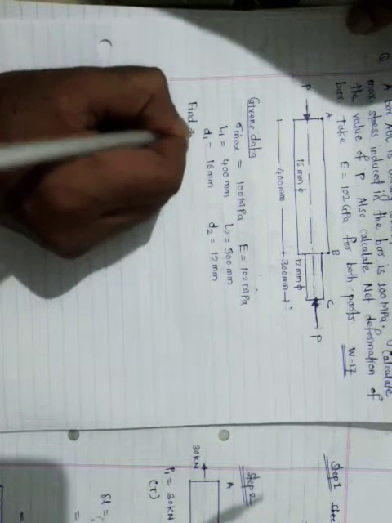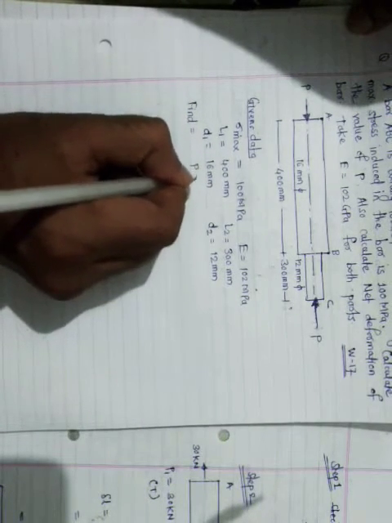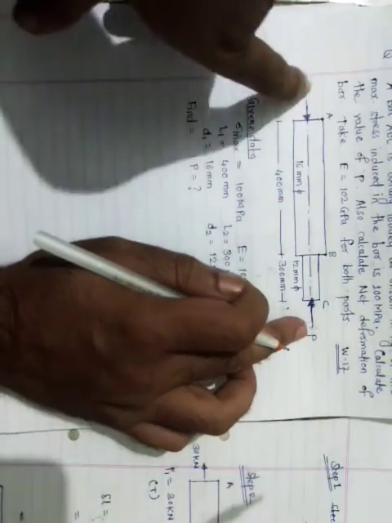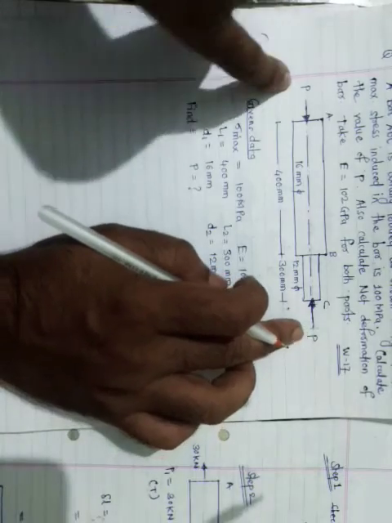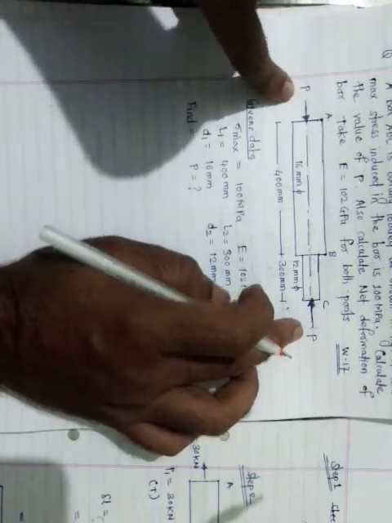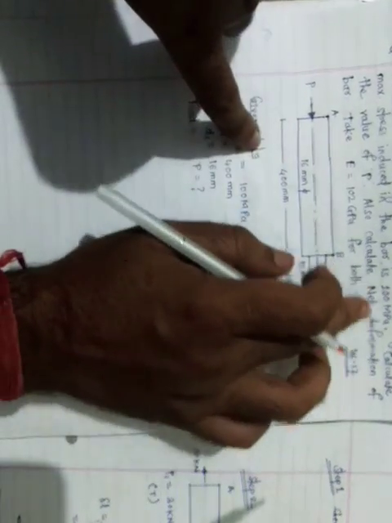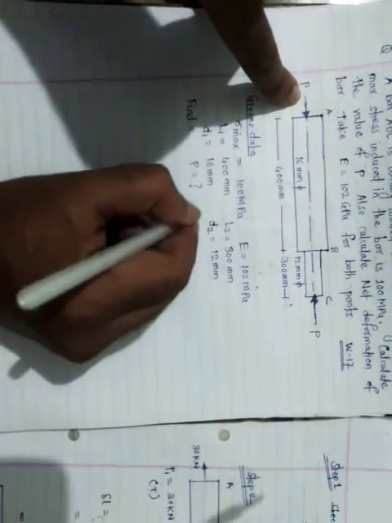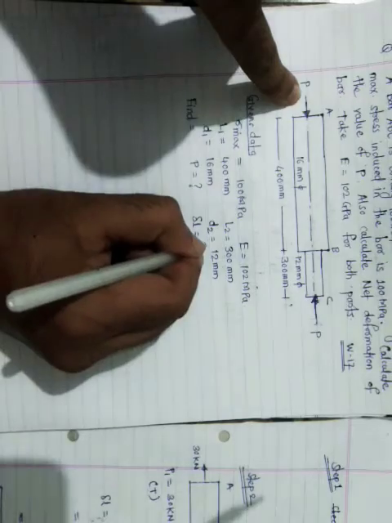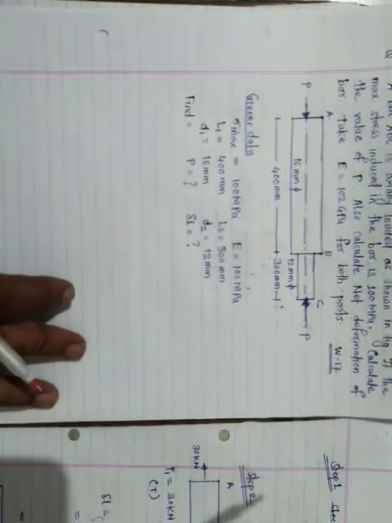Here we have to find the value of P, the compressive axial force acting on this bar, and the net deformation of the bar due to this force P. Deformation means delta L. We have to calculate this. Okay, now let us come to the solution of the problem.